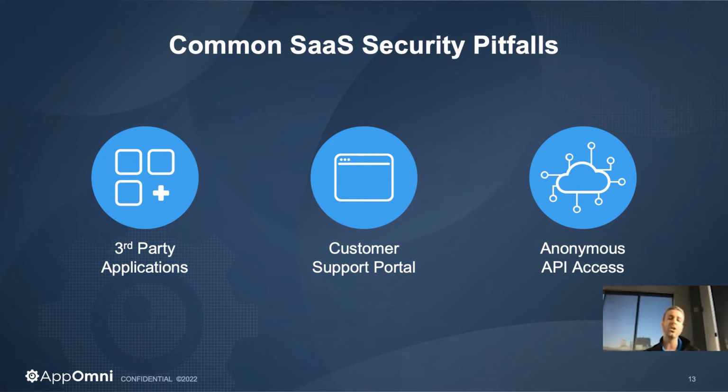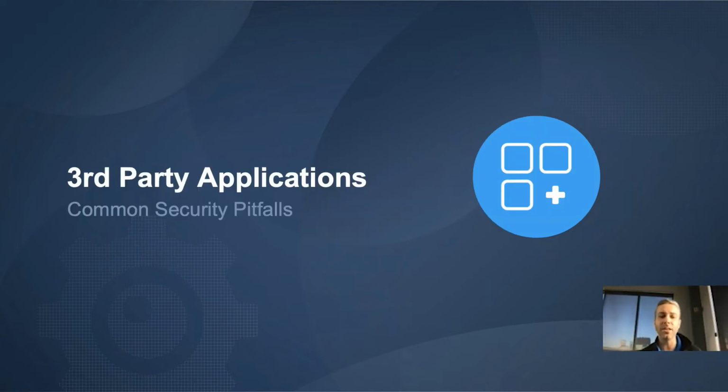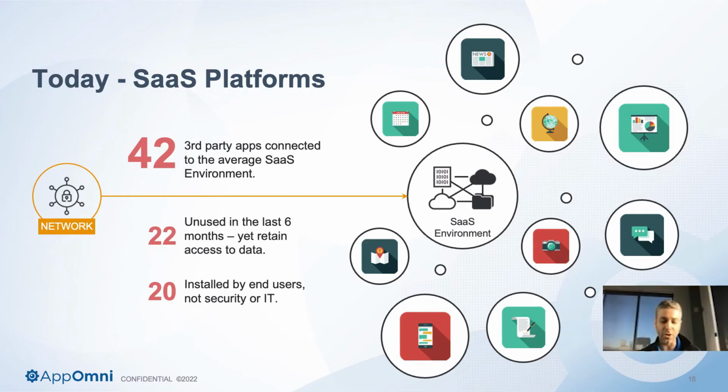So in the first one, we're going to talk about third-party apps. But to get to that, we need to look at the third-party app landscape today. AppOmni has worked with hundreds of customers to secure their SaaS platforms, and this is the data that we find. On average, there are 42 third-party applications connected into the average customer SaaS environment. 42 third-party apps either directly running on or integrated through cloud-to-cloud communication into your core SaaS applications.